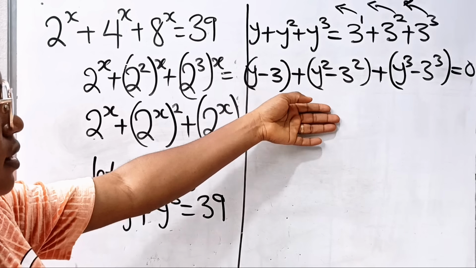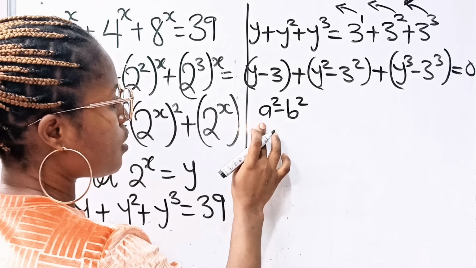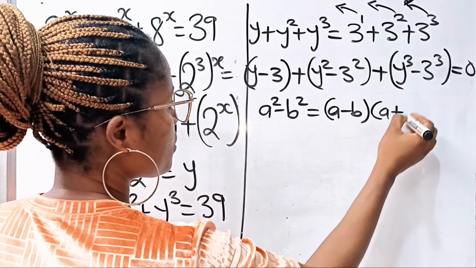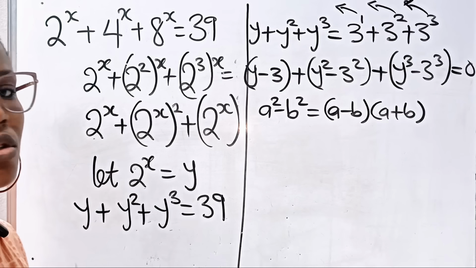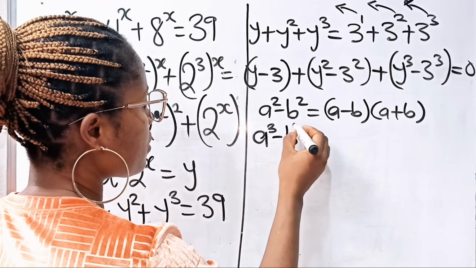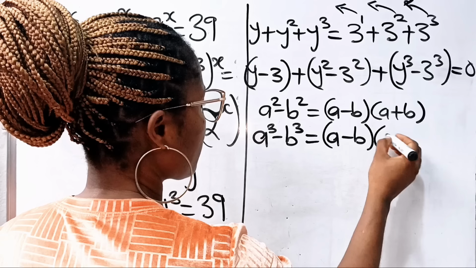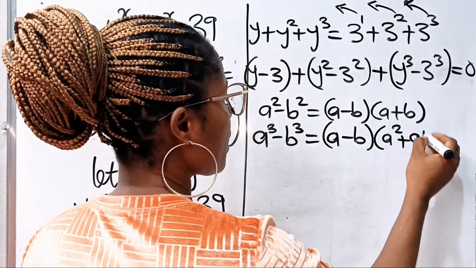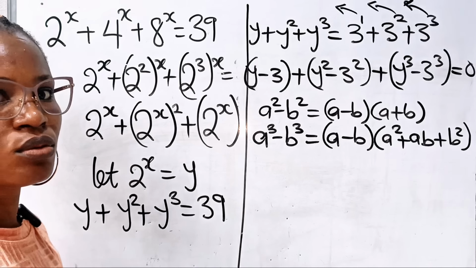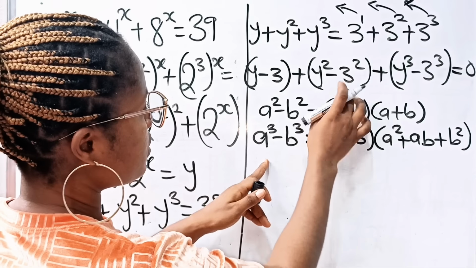Now looking at this, this is a difference of two squares: a squared minus b squared is equal to a minus b multiplied by a plus b. And then the other one is also an identity. Remember that a to the power of 3 minus b to the power of 3 is equal to a minus b bracket a squared plus ab plus b squared. So moving forward, we are going to express this and this in this form.